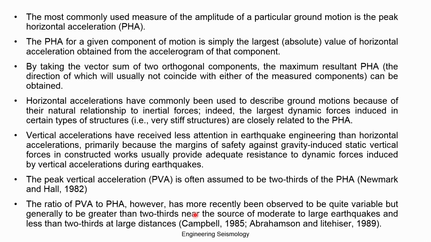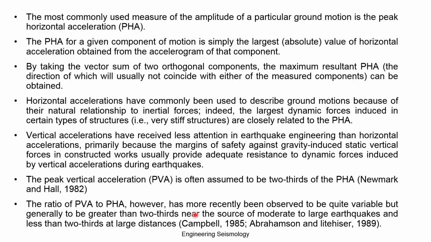The vertical acceleration has received less attention in earthquake engineering than horizontal acceleration, primarily because the margin of safety against gravity induced by the static vertical force in constructed work usually provides adequate resistance to the dynamic force induced by vertical acceleration during an earthquake. So the peak vertical acceleration is often assumed to be 2/3 of the peak horizontal acceleration, as suggested by Newmark and others in 1982. But now there are observations and findings that the peak vertical acceleration changes from region to region; it is never simply 2/3.